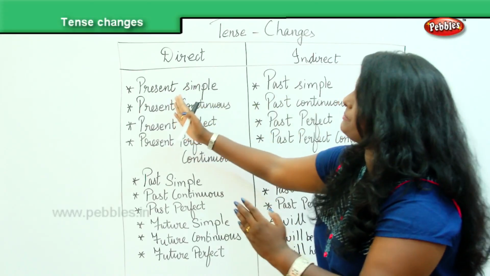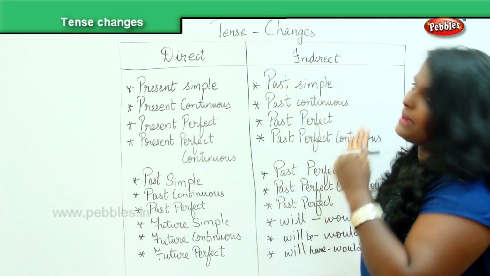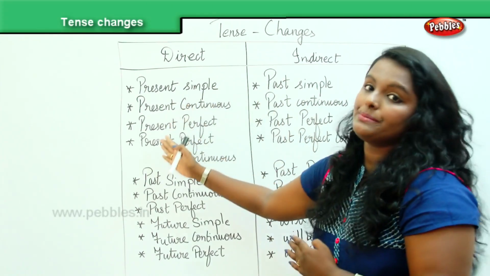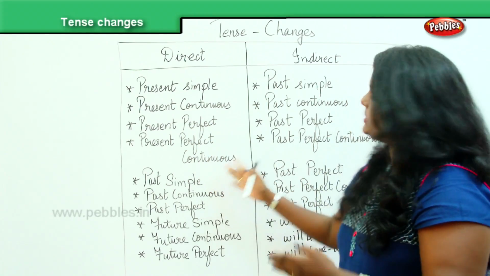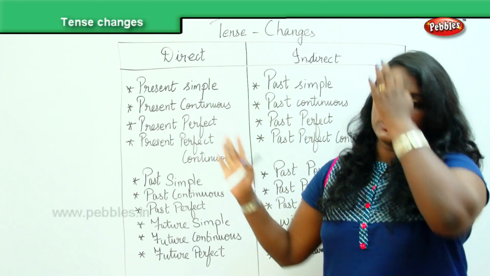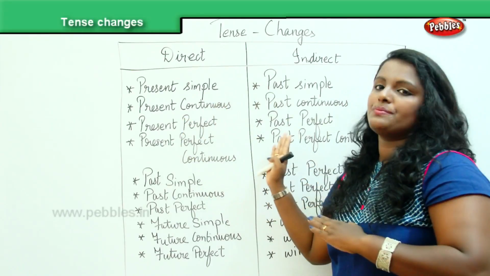If it's simple present, it's simple past. If it's present continuous, it's past continuous. If it's present perfect, it is past perfect. If it's present perfect continuous, it's past perfect continuous. So the first four types, no confusion. If it's present, it's past.